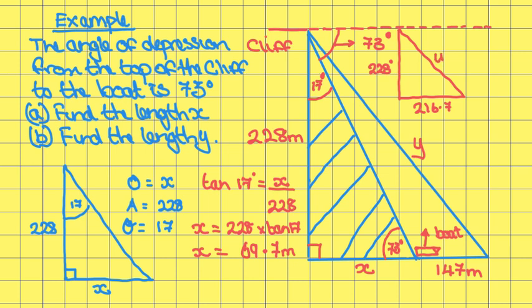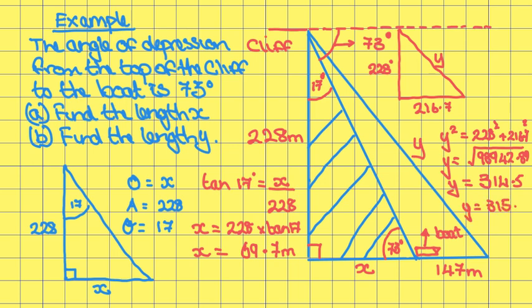So we want y, so we can use Pythagoras. We know that y squared is equal to 228 squared plus 216.7 squared. So y is equal to the square root of 98942.89. So y is equal to 314.5. So y is equal to 315 meters to 3 significant figures.